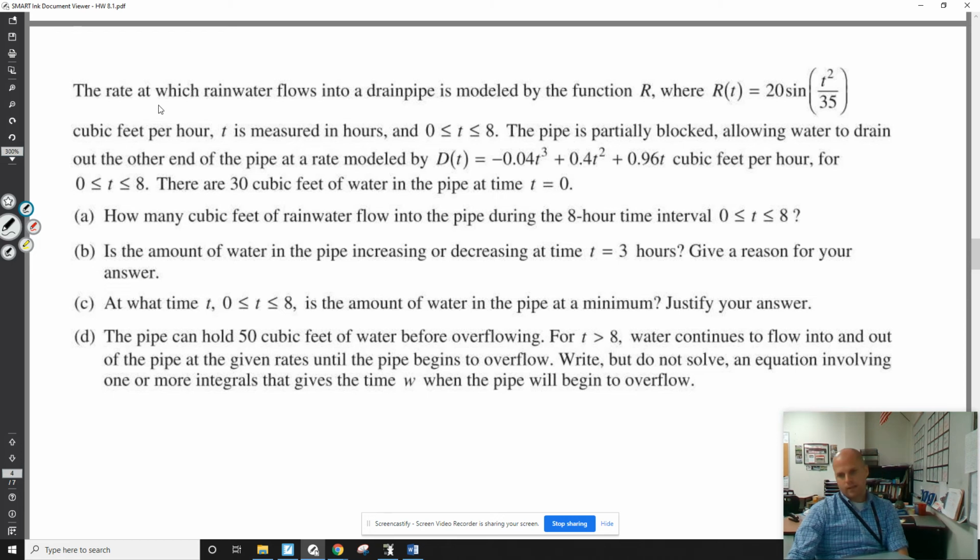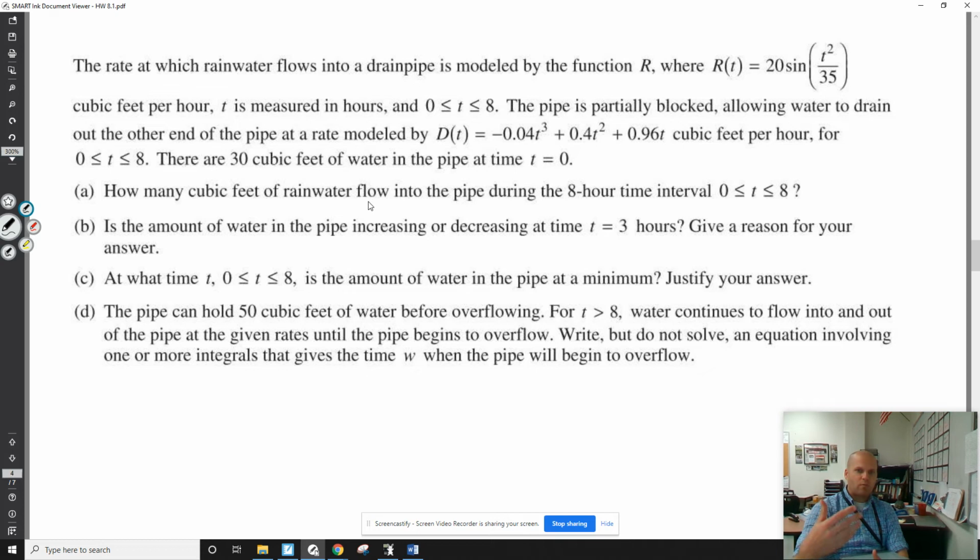It says the rate at which rainwater flows into a drain pipe is modeled by the function capital R. R of t is 20 sine of t squared over 35 cubic feet per hour. That's a helpful hint. From 0 to 8, the pipe is partially blocked, allowing water to drain out the other end of the pipe at a rate D of t cubic feet per hour, from 0 to 8. There are 30 cubic feet of water in the pipe at t equals 0.